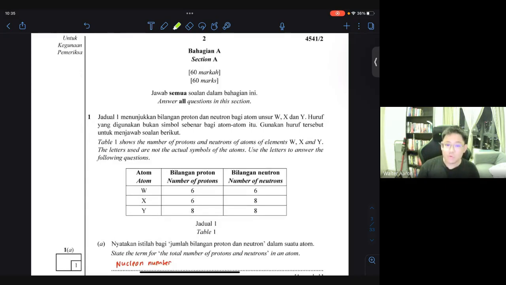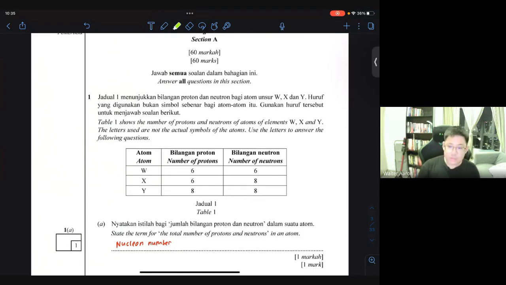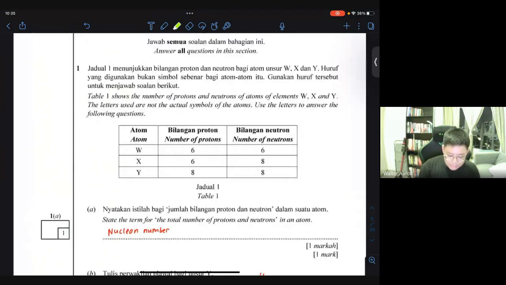So this is a paper 2 version. This is the paper 2 paper for the Selangor trial paper for 2021. Okay, so it's divided into 3 different sections. We have section A, B, and C. So the first section here, A, carries a total weight of 60 marks. So we discuss every single question along the way. So let's look at the first question.